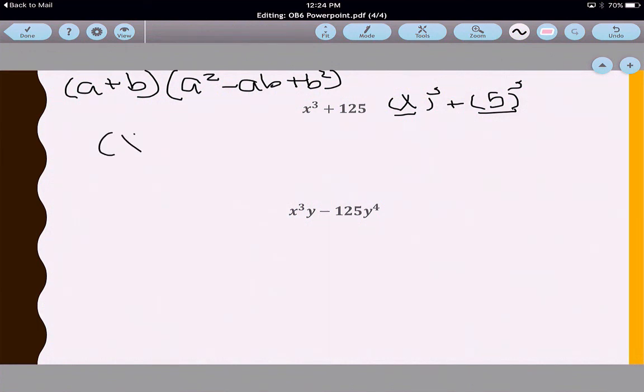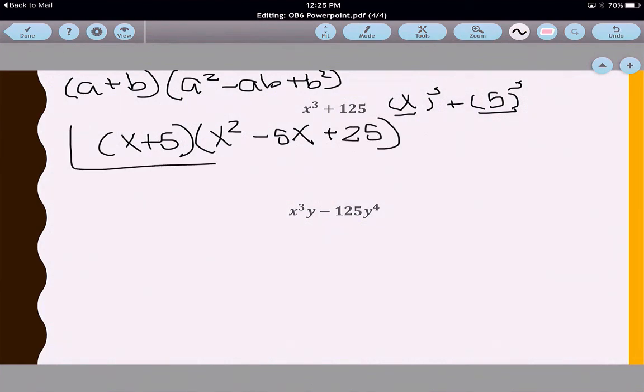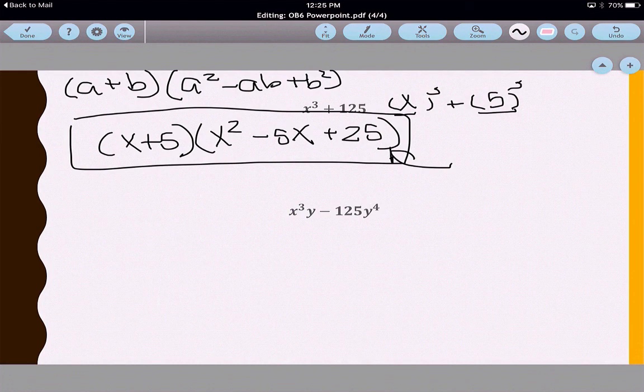So I'm going to get x plus 5, x squared minus 5x plus 5 squared, which is 25. And that's all. You do want to do a quick check just to make sure that this last number here can't be simplified, and the majority of the time you won't be able to.